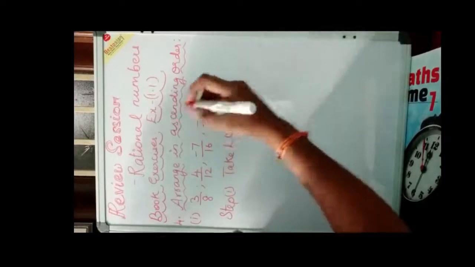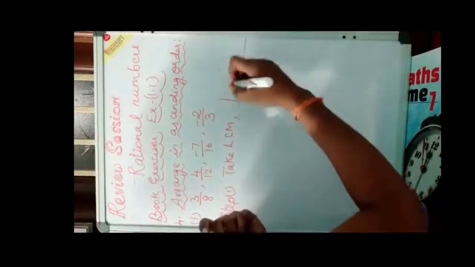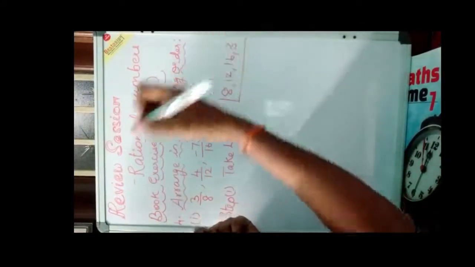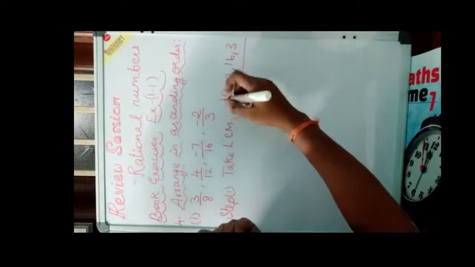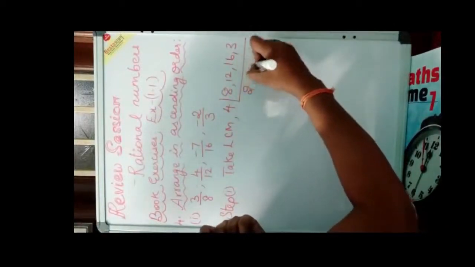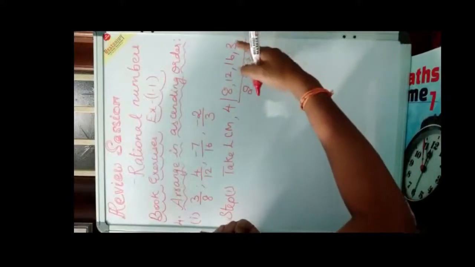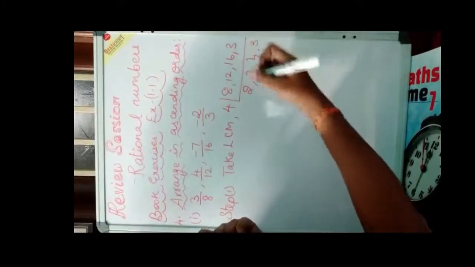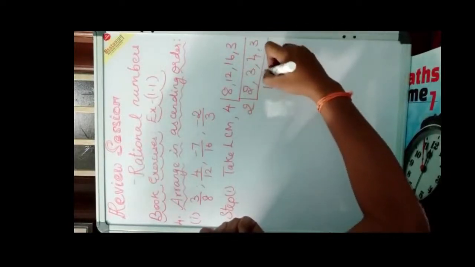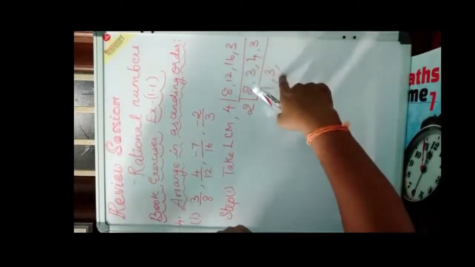So taking LCM, now take the numbers 8, 12, 16, 3. So these three numbers will go in 4 tables. So 4 2s are 8, 4 3s are 12, 4 4s are 16. 3 doesn't go, so I am writing 3 as it is. Now this 2 will go in 2. So 1, 3 will not go, so I am writing 3 as it is.